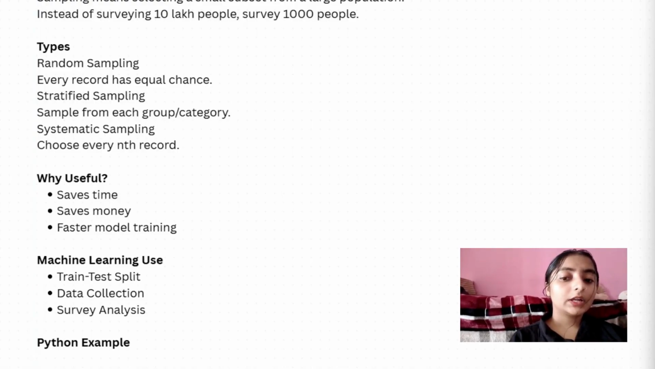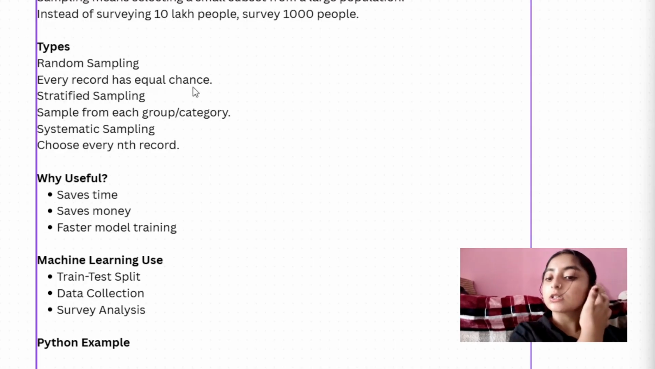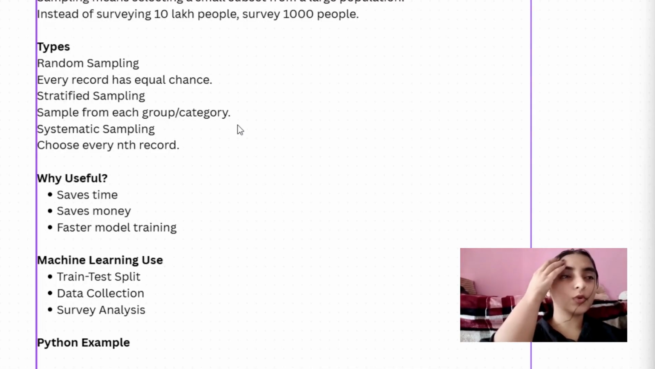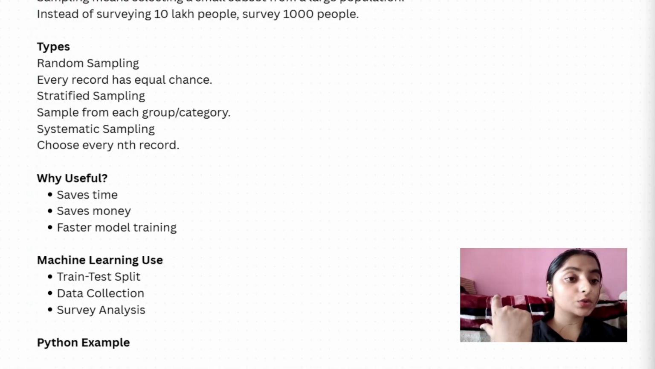And we have other types also. Every record has equal chances. Sample from each group. We have two more types, which we'll discuss in another video. So now we'll see where it is useful and why it is useful in machine learning.